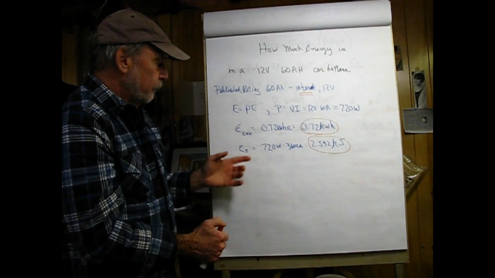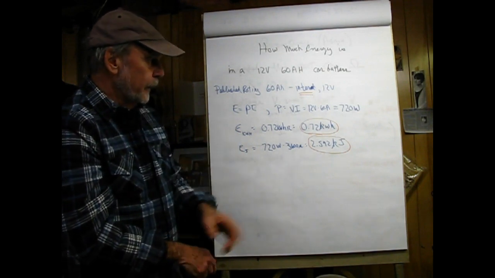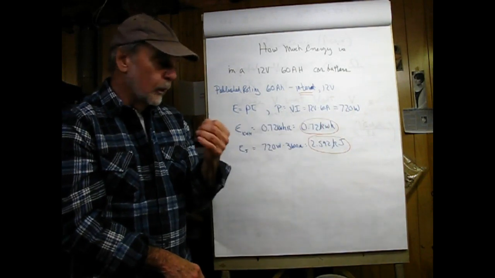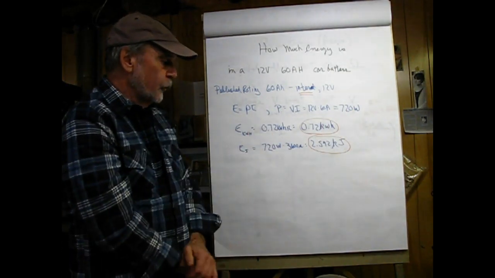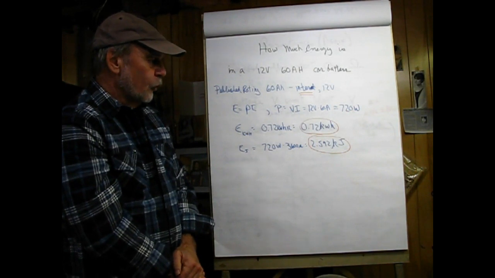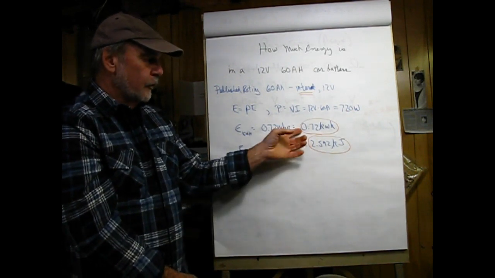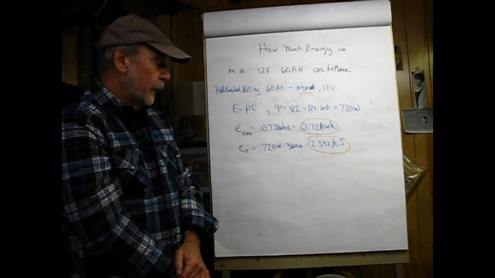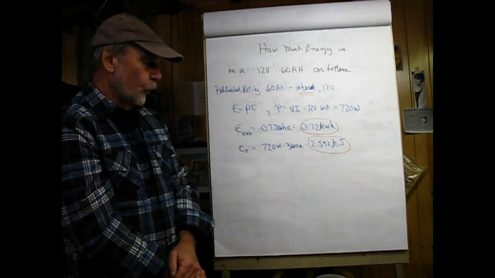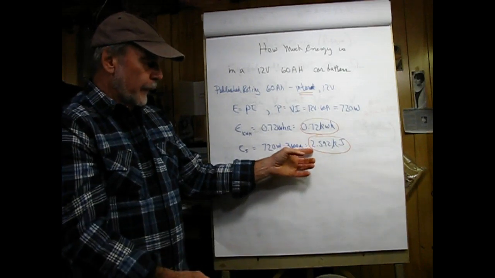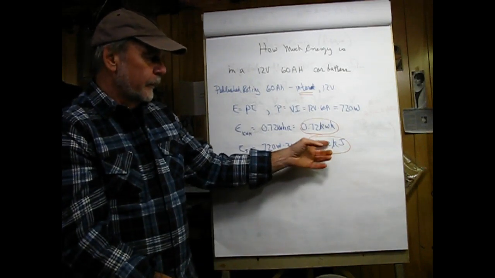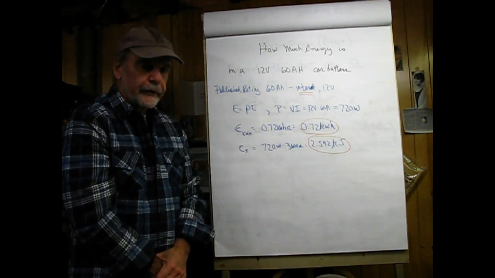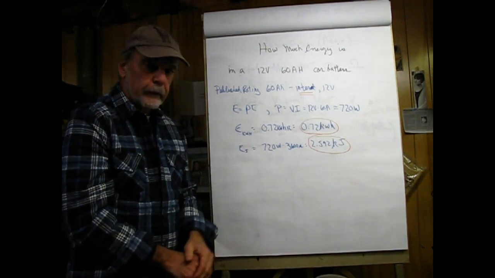So the energy in kilowatts, moving the decimal point over 3 places to go from watts to kilowatts, would be 0.72 kilowatts. And if this is going to be run for 1 hour, the energy would be 0.72 kilowatt hours. If we wanted to convert that into joules, we would have 2,592 kilojoules.